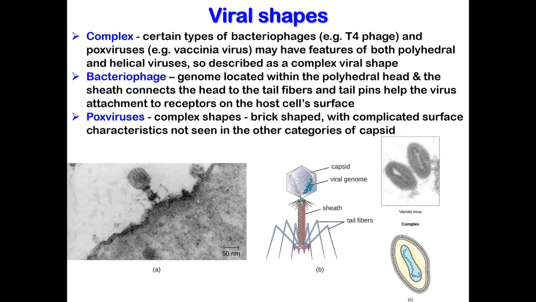Certain types of viruses have complex shapes. For example, certain types of bacteriophages and pox viruses may have features of both polyhedral and helical viruses, so are described as complex in shape. Bacteriophages have their genome located within the polyhedral head, and the sheath connects the head to the tail fibers, and tail pins help the virus to attach to receptors on the host cell surface. Pox viruses are also complex shapes. They're brick-shaped with complicated surface characteristics not seen in the other categories of capsid. At the bottom of the slide, A and B show bacteriophage and C shows the pox viruses.